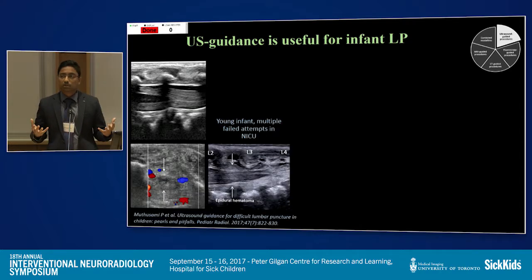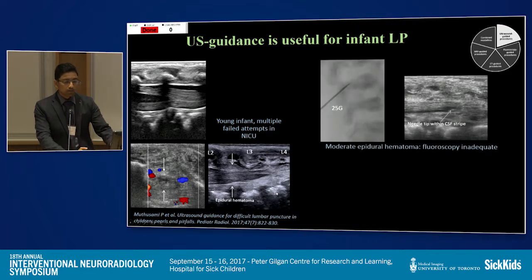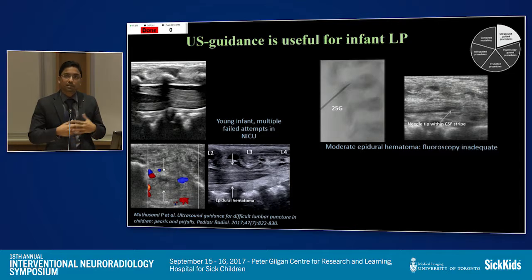We get a moderate epidural hematoma, we get engorged epidural veins, and typically it is common for us to see a small CSF stripe like this. Now let me tell you that fluoroscopy is often inadequate for this sort of a lumbar puncture because the elastic dura in an infant is simply pushed even by a 25 gauge needle and not actually popped. But with ultrasound, you can actually target these pockets of CSF.